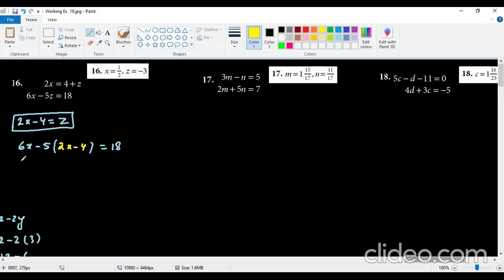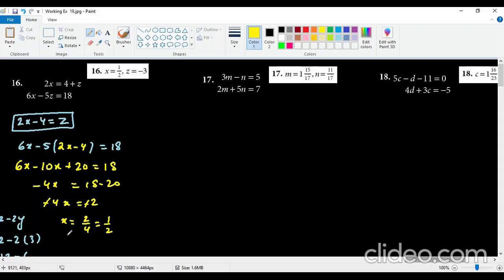So 6x minus 10x, and minus times minus is a plus, 5 times 4 is 20, equals 18. So 6x minus 10x is going to give us a minus 4x, and 18 minus 20, so minus 4x equals minus 2. Cancelling the minus sign from both sides, x will be equal to 2 over 4, which is equal to 1 over 2. So the value of x is 1 over 2.